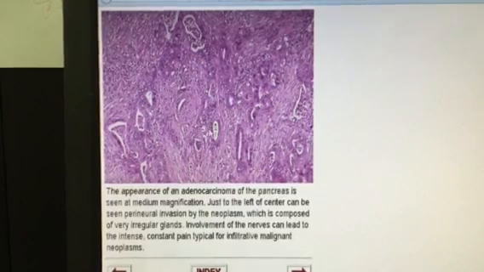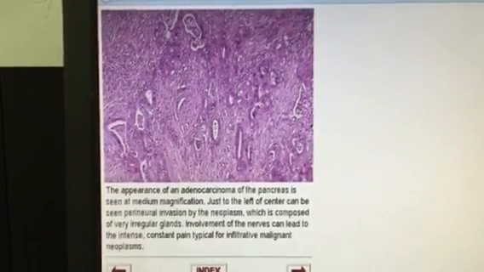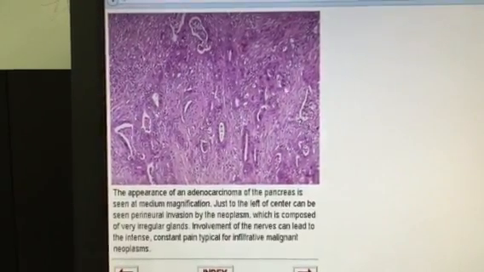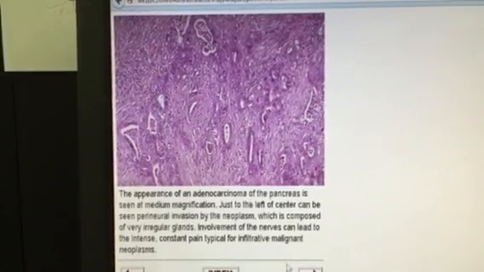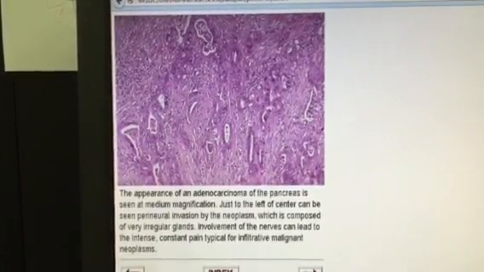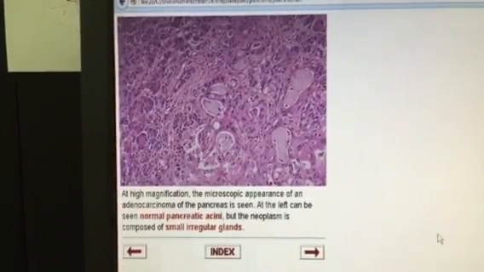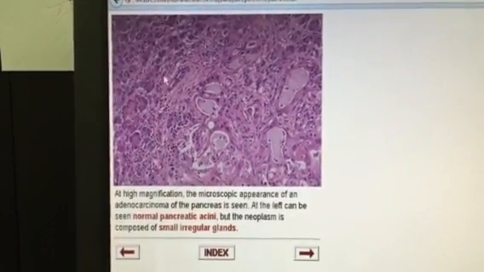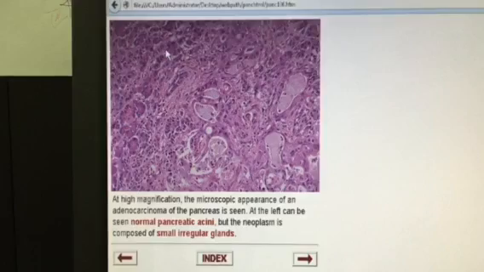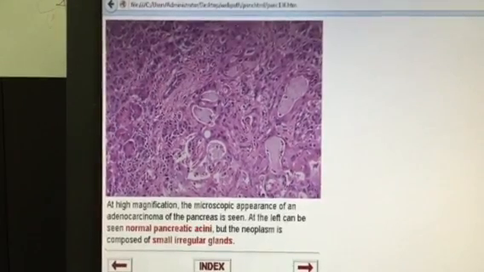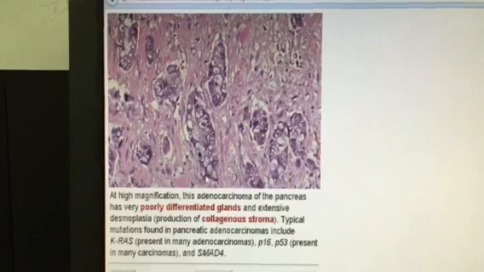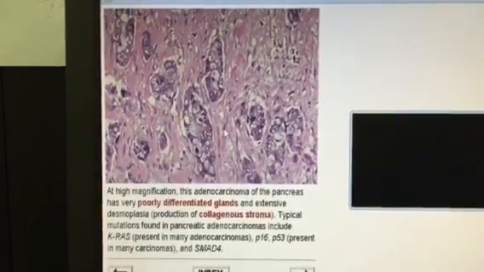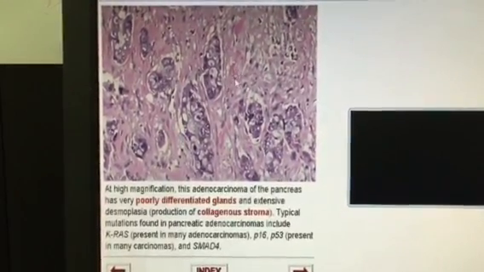This is the appearance of adenocarcinoma. Adenocarcinoma means gland formation. So this is adenocarcinoma of the pancreas. This is also small gland formation. It's also, again, adenocarcinoma of the pancreas. This is poorly differentiated adenocarcinoma of the pancreas in a collagenous stroma.